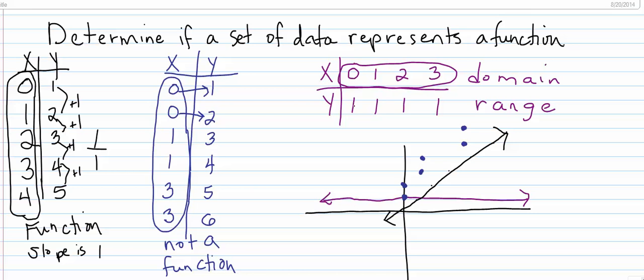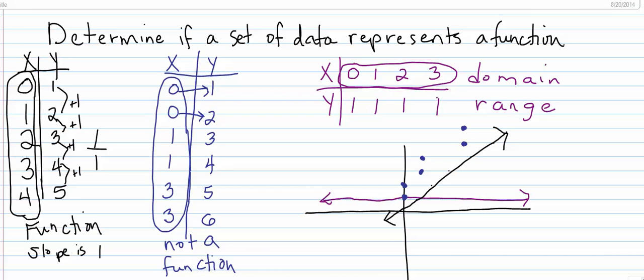1 is paired with 1. There's not another 1 that's paired with a different number, so that's okay. 2 is paired with a 1. There's not another 2 in the domain, so that's good. And 3 is also paired with 1. There's not another 3 in the domain, so that's fine.